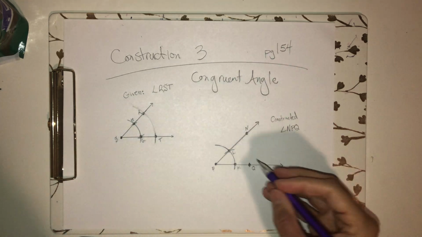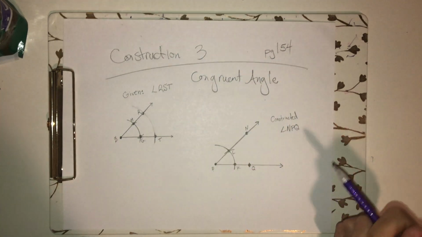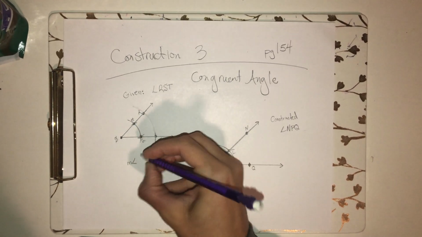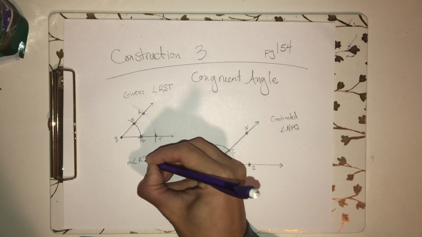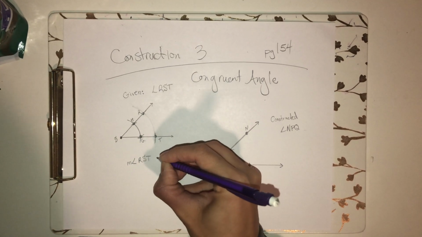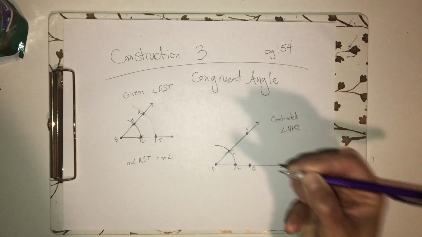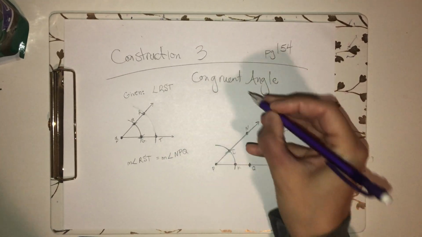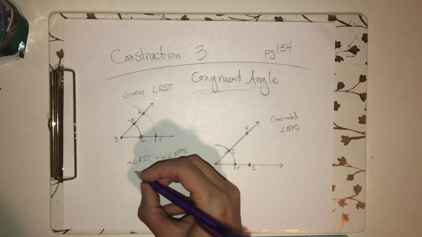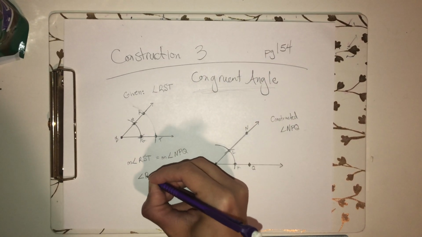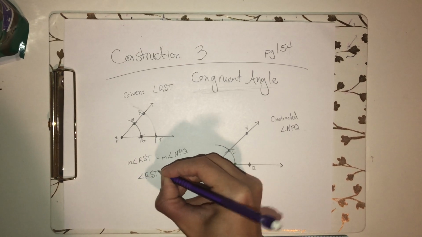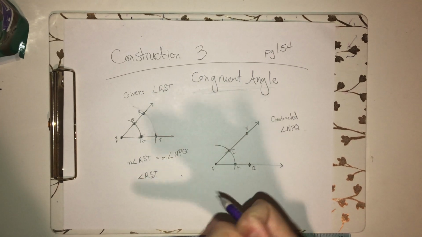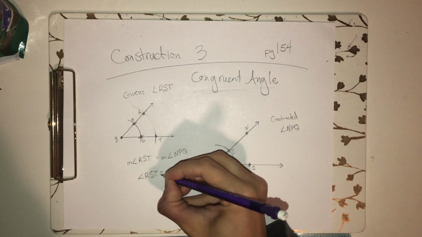The notation that would be appropriate to link these two angles together would be that the measure of angle RST is equal to the measure of angle NPQ. And then we can go ahead and make this very definitive statement, which was the purpose of this exercise, to say that these two angles are indeed congruent to each other.